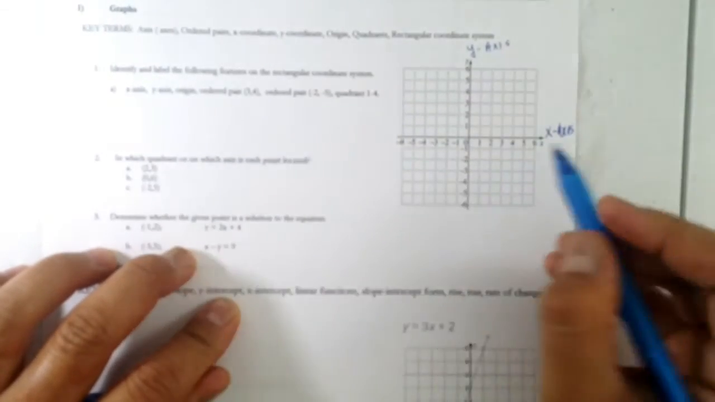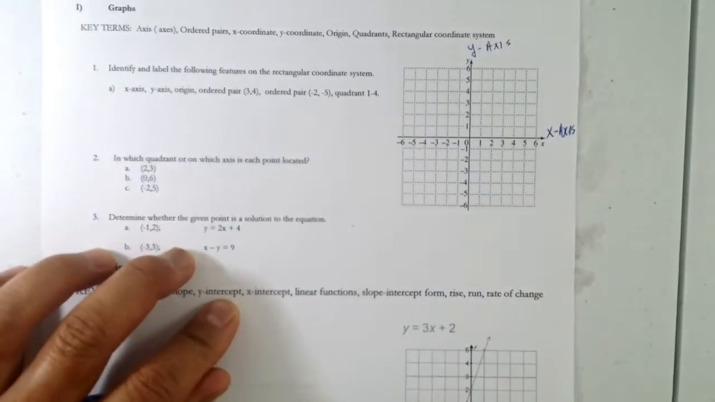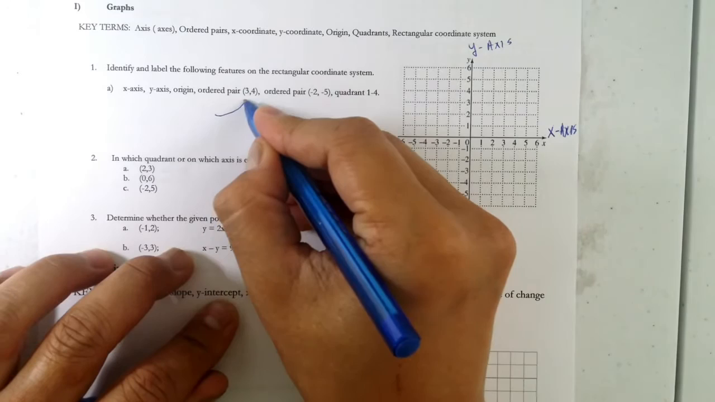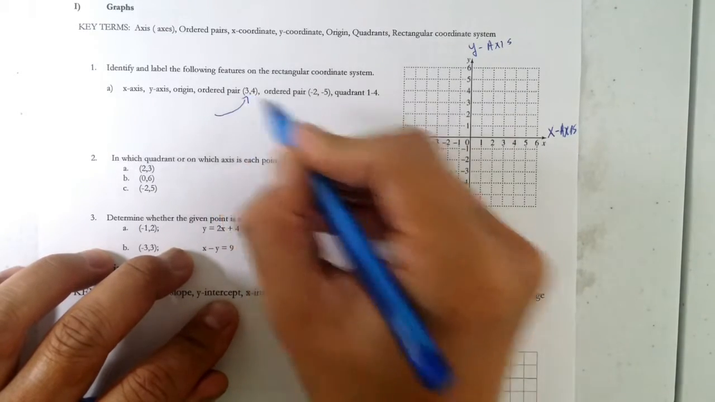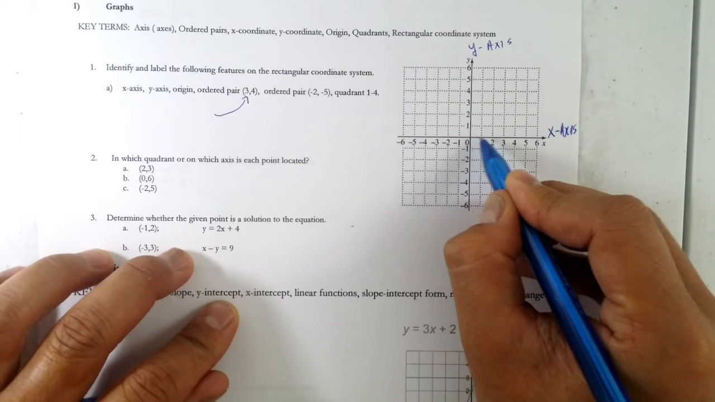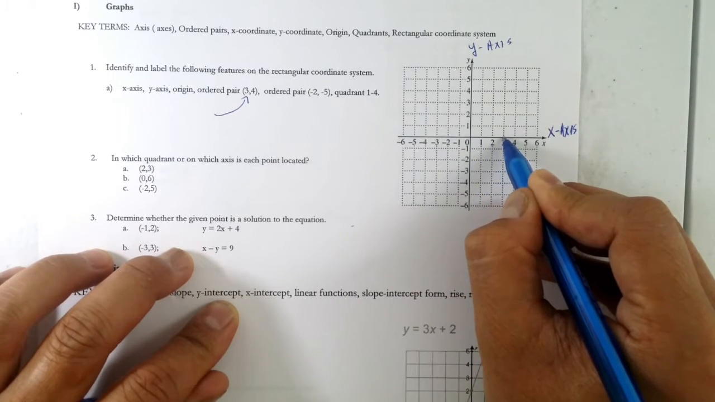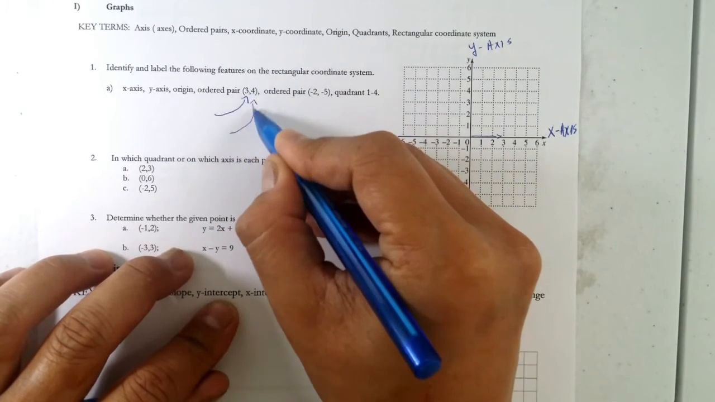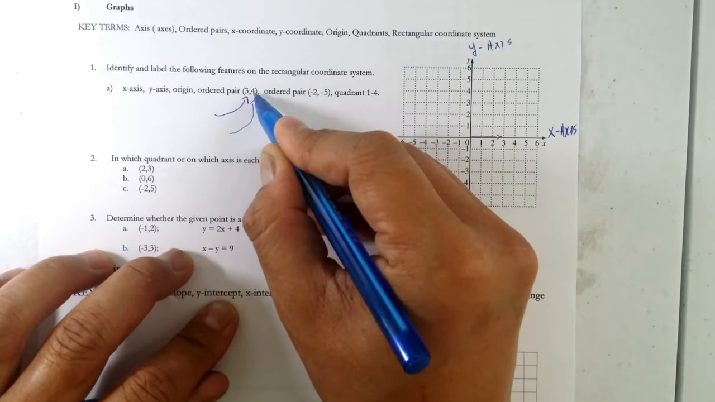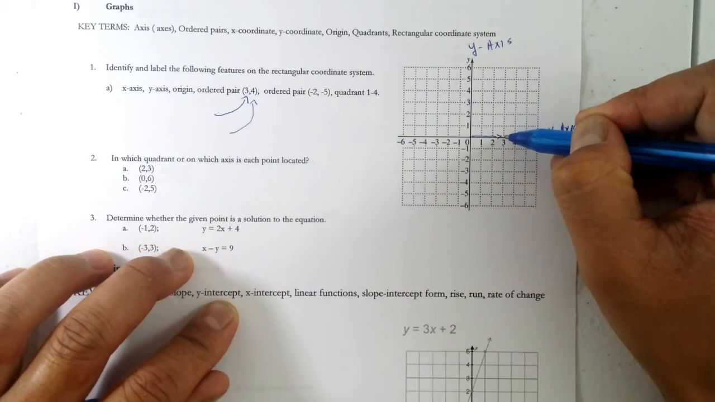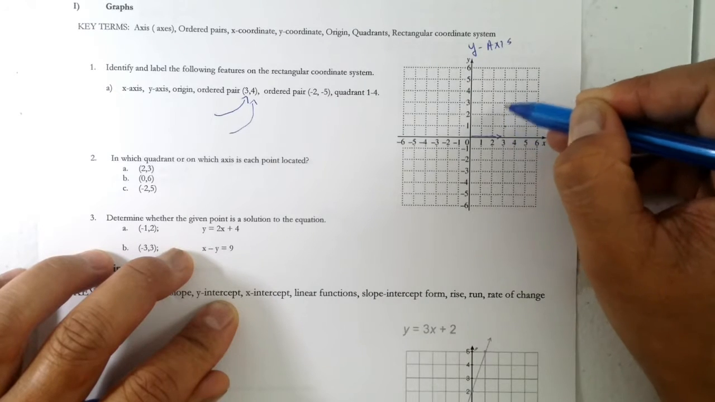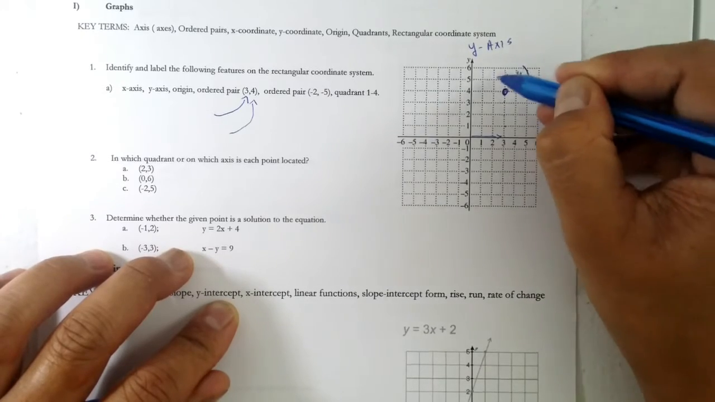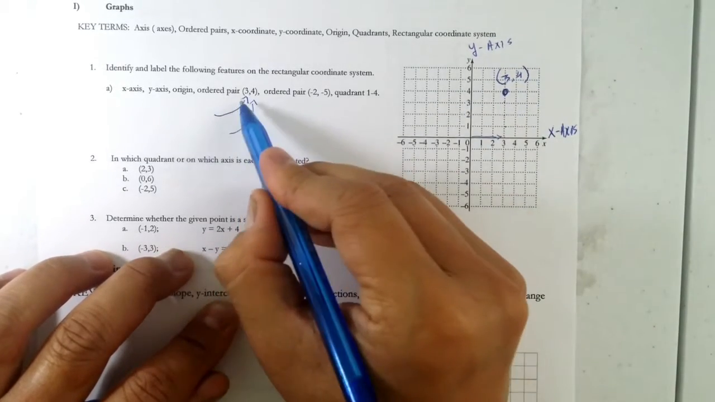Ordered pair 3, 4. To locate ordered pair 3, 4, we need to move along the x direction 3 units. Start in the center. 1, 2, 3. So we're now here. We now move along the y direction, in other words, up or down 4 units. In this case, we're going to move up 4 units from here. 1, 2, 3, 4. That is our ordered pair 3, 4. This point is described by the ordered pair 3, 4.